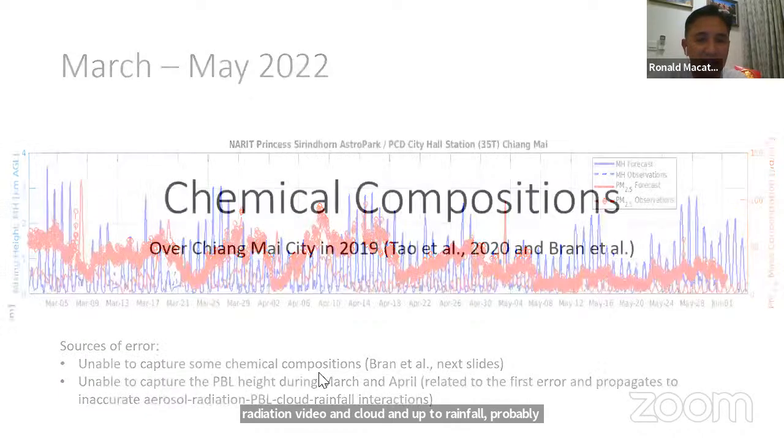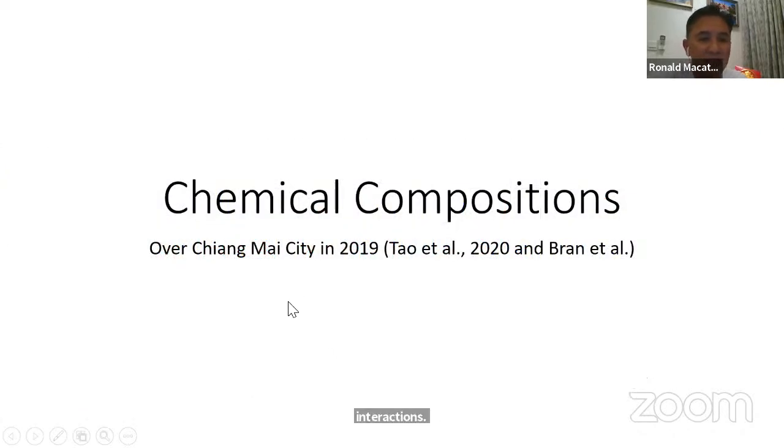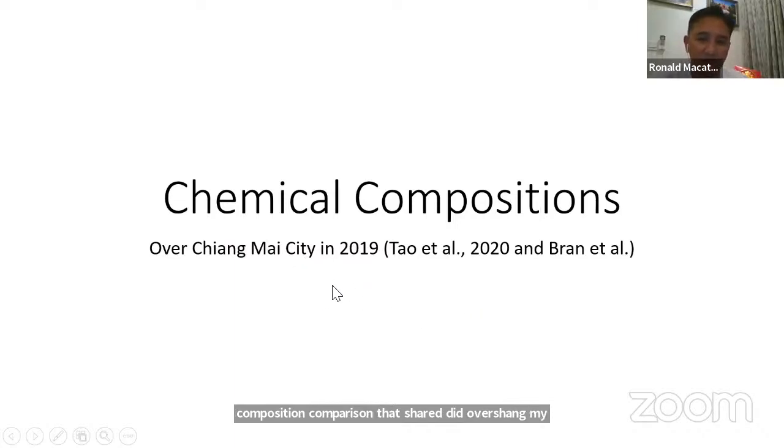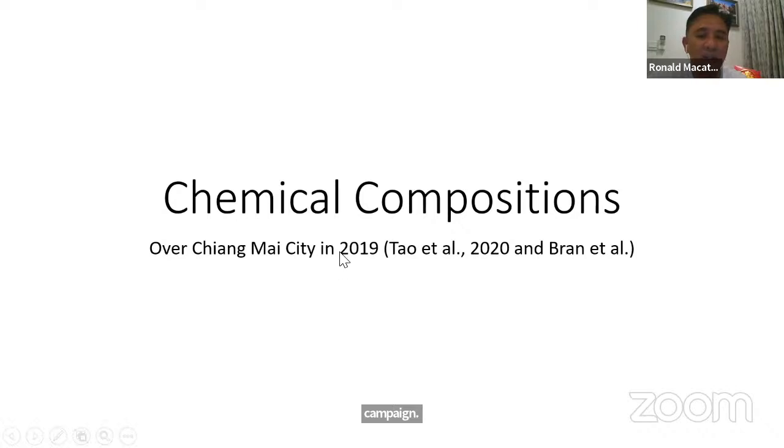In the next slides, I'll show this chemical composition comparison that Sharon did over Chiang Mai City, but this was in 2019 because it was part of a campaign. We don't have regular chemical composition measurements yet, so hopefully we can start with that.